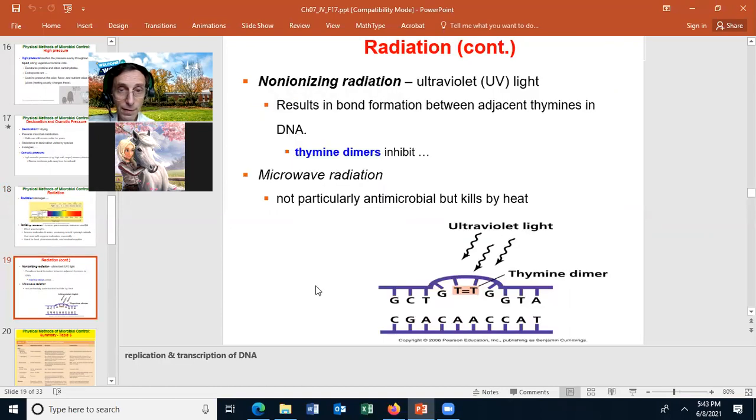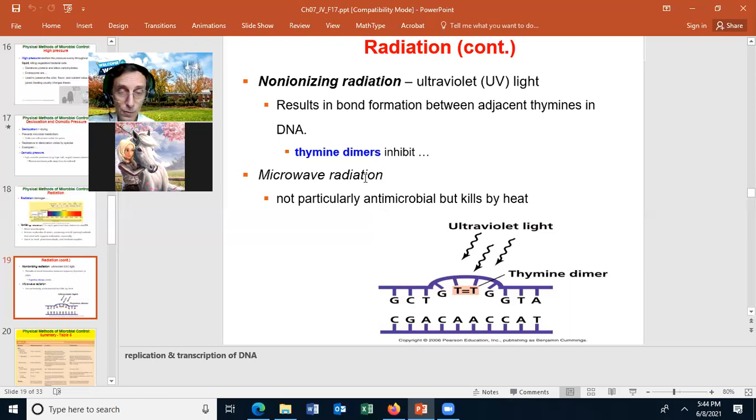They are not particularly antimicrobial. However, microwaves do heat things, and the heat itself will kill microbes. But the microwaves directly are not particularly antimicrobial, meaning they are slightly antimicrobial. They're just not very good at it. But the microwave will heat what we're microwaving, and if you heat it enough, you will kill the microbes.